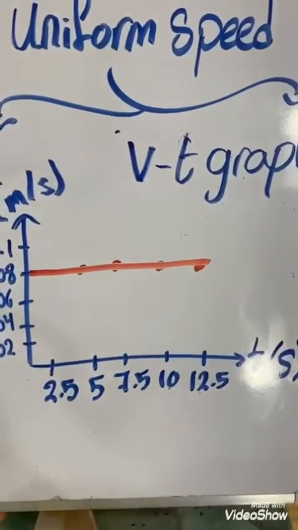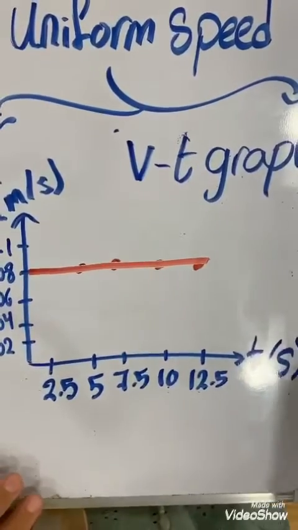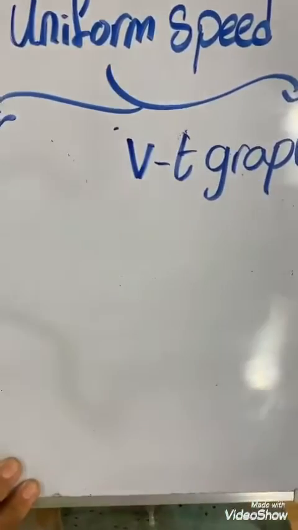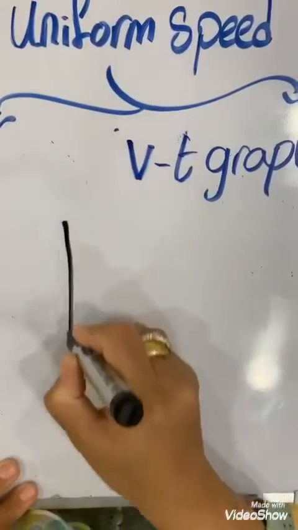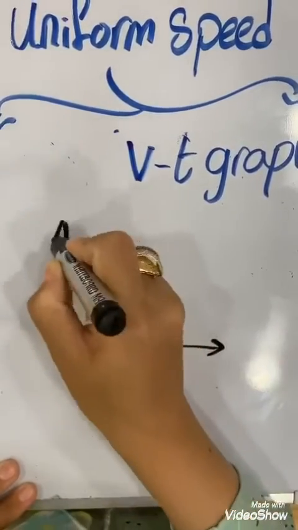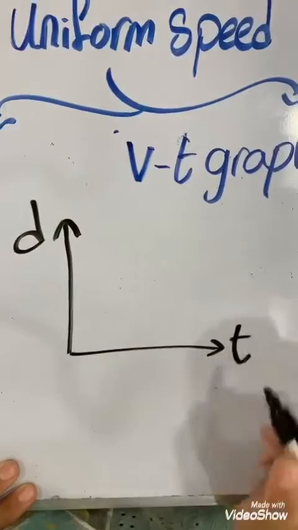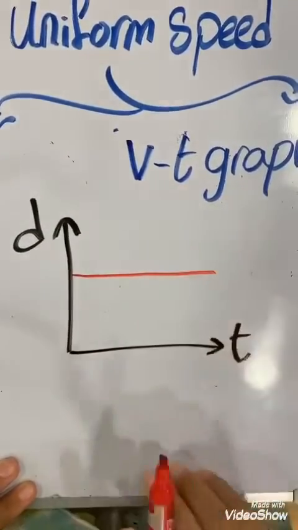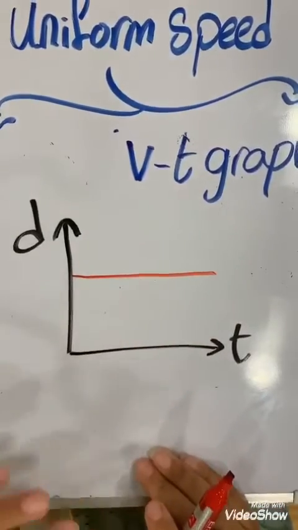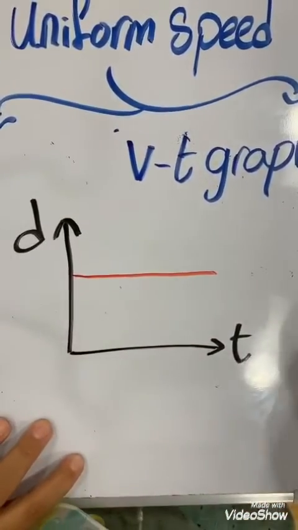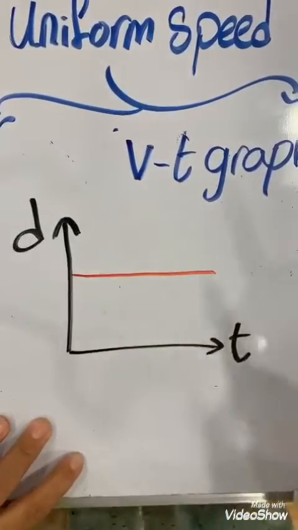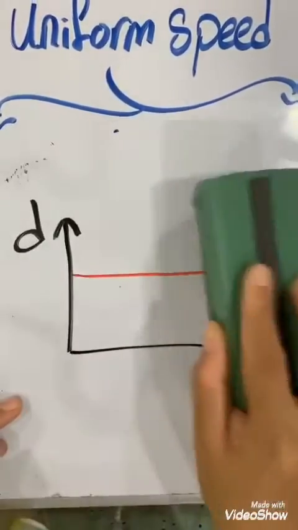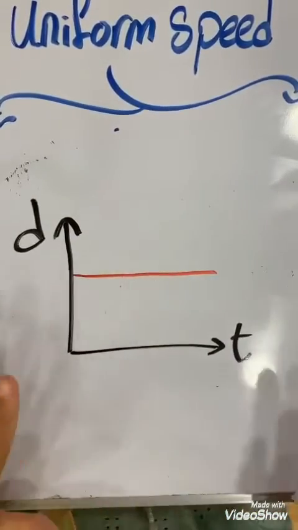Okay, let's see another graph, and I want you to tell me what you think about this graph. This is a distance time graph. Okay, and it looks like this. A straight line parallel to the x-axis, or the t-axis, the time axis. Do you think that this represents uniform speed? No, it's not uniform speed.